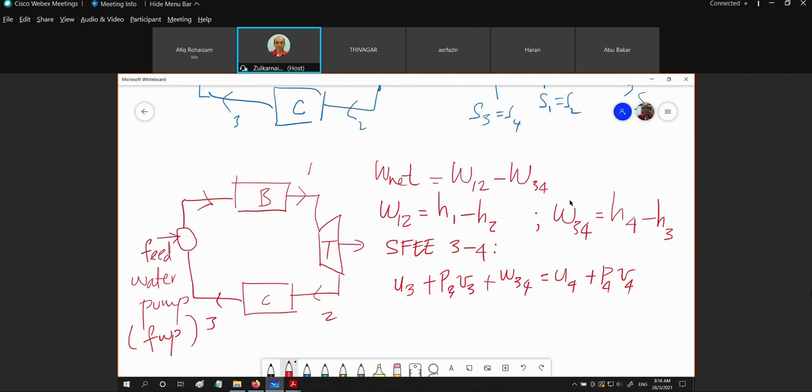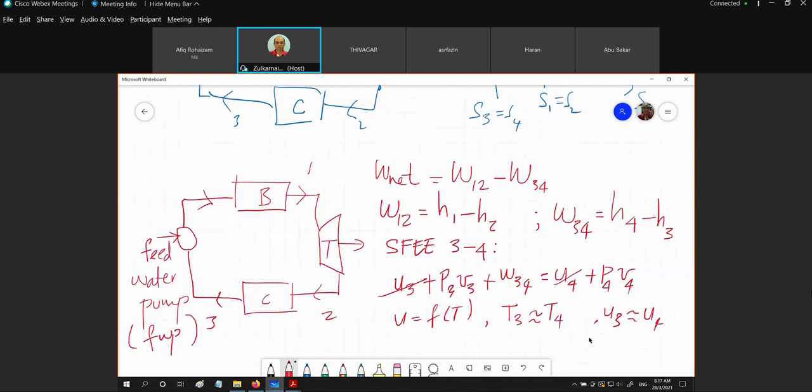So, as we know, U is a function of temperature. Usually, from point 3 to point 4, the temperature is about the same. There's not much temperature increase because the state involved is water. So, the compression does not give us a very high temperature after the compression process. Meaning that U3 is about the same as U4. So, we can cancel this off. What we have right here is only the flow work term.